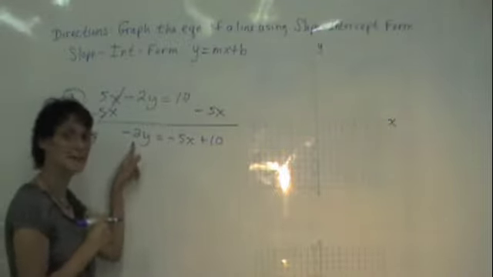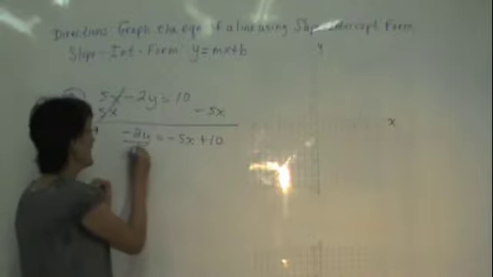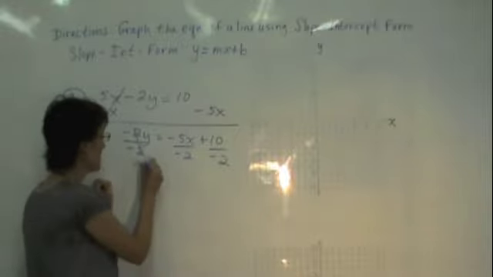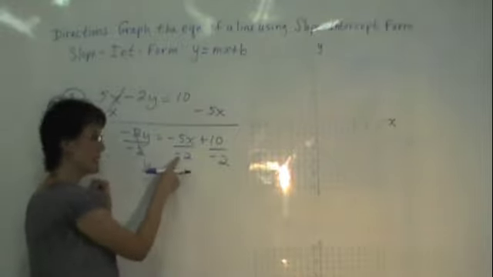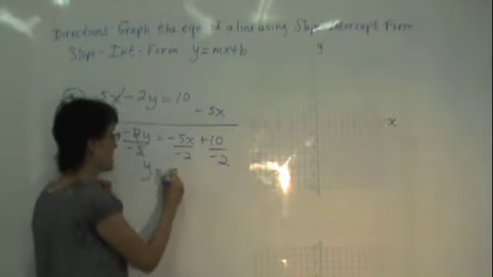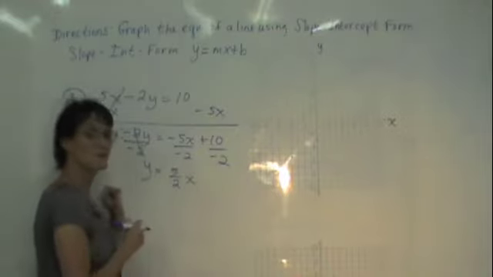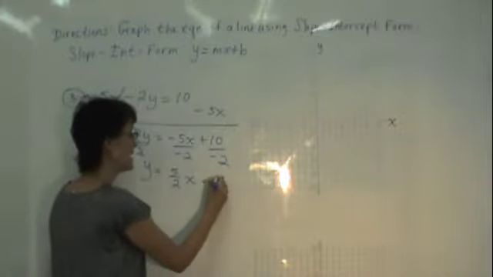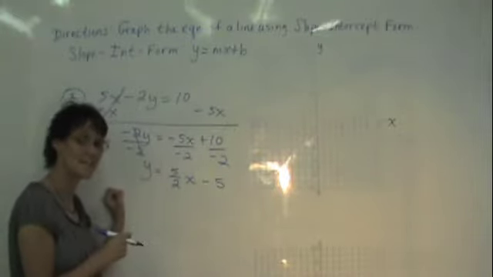We have to get the y by itself first. So we have to divide by negative 2 everywhere. Divide by negative 2 everywhere to balance it out. So then you got y is equal to, now a negative divided by a negative is positive. So watch your signs. So that's 5/2 x, and then 10 divided by negative 2 is a negative 5. Watch your signs on this.